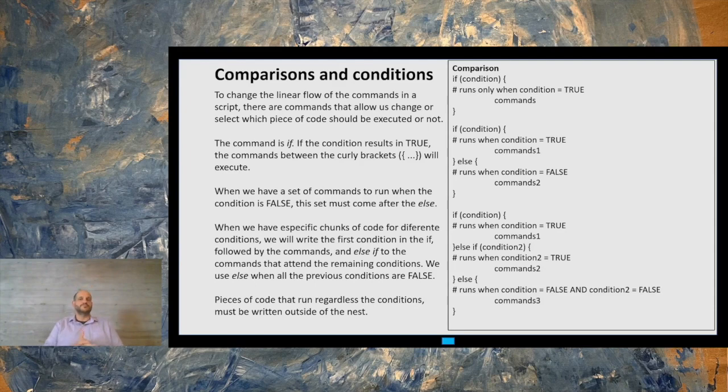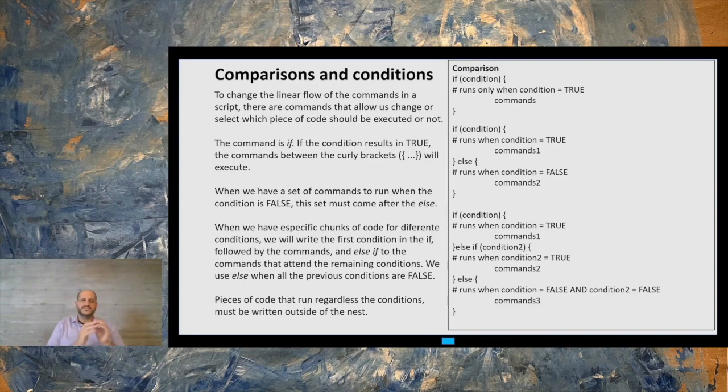So let's talk about comparisons and conditions. We have a way to change the flow of our code. Usually our code runs top down, but if we have specific pieces of code that we want to run in specific conditions, we can change the flow of our program, our function, to run these specific pieces of code. And the command that you use to do that is the if.